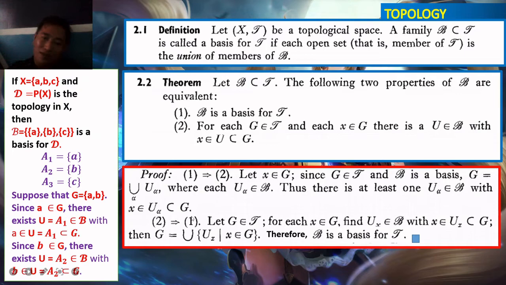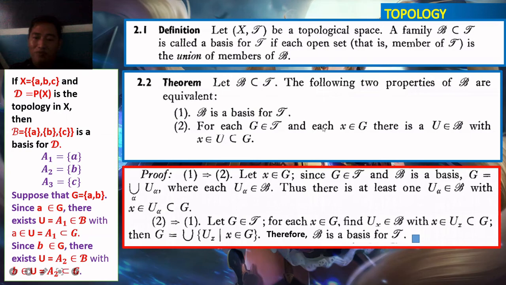Okay, proof. So 1 implies 2 and then 2 implies 1. So 1 implies 2. Suppose our script B is a basis for tau. So if you are a basis for tau, and you have X, an element in G, okay, this is where we start, class. Now, since G is also an element in tau, and X is an element of G, that is what we assume. So what we need to show is that there is a U element in script B with X element in U subset of G. This part is what we assume.